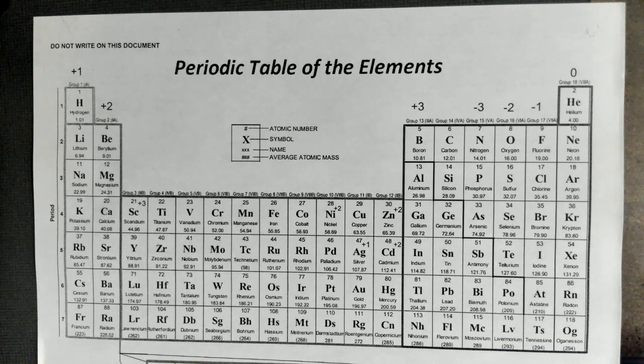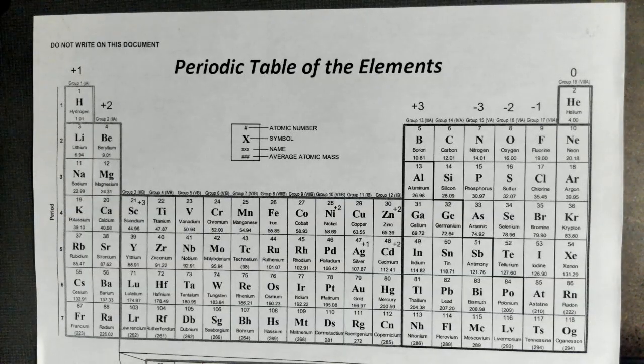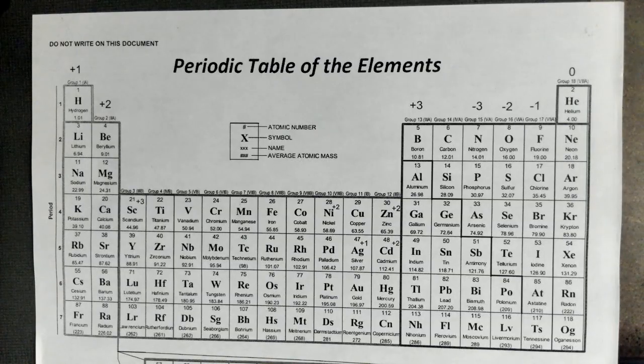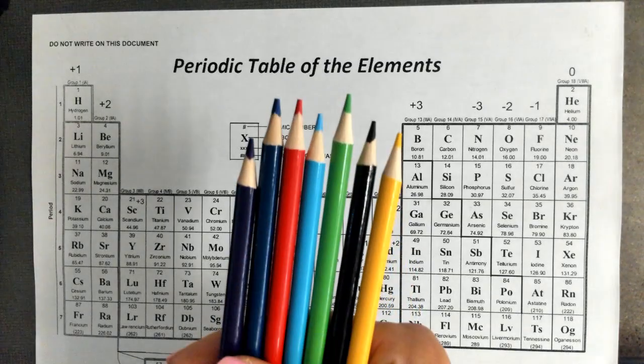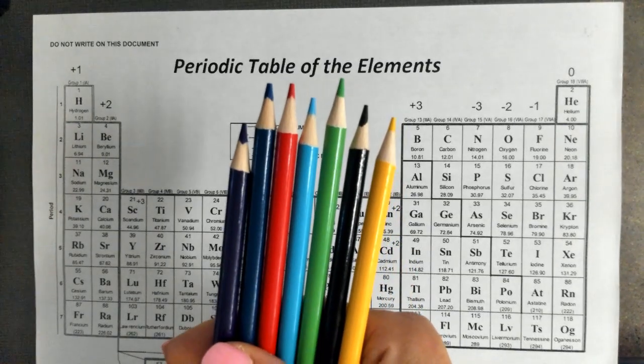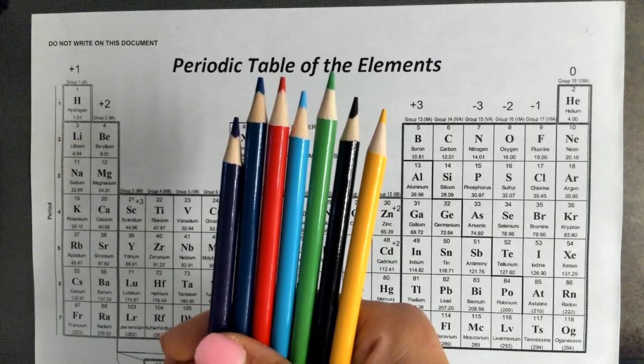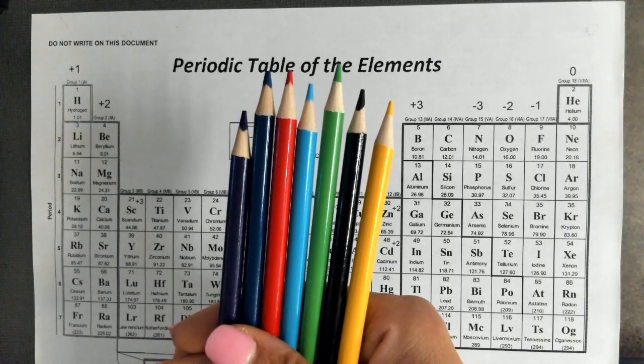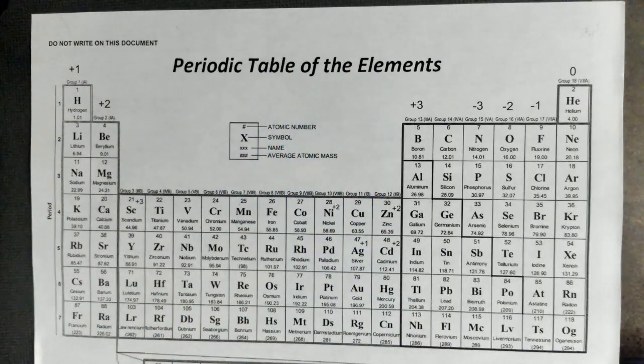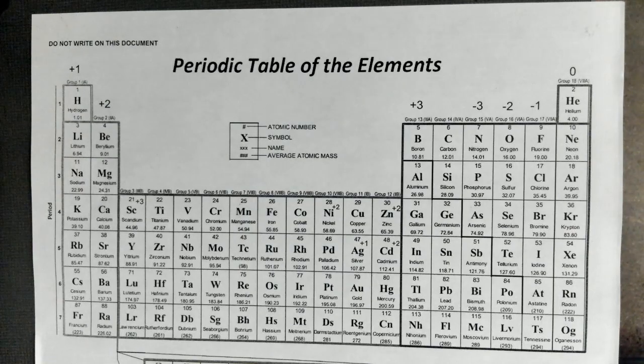Hello ladies and gentlemen, in this video we are going to be coloring and labeling our periodic table, and this is going to be your student copy that you will be using the rest of the school year. You will need these colored pencils. You'll need purple, blue, red, another blue, green, black, and yellow. Okay, so let's go ahead and get started.